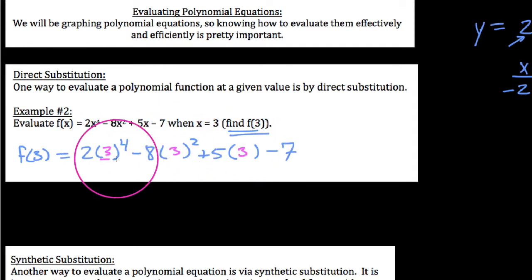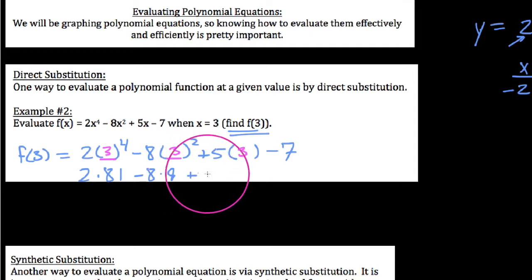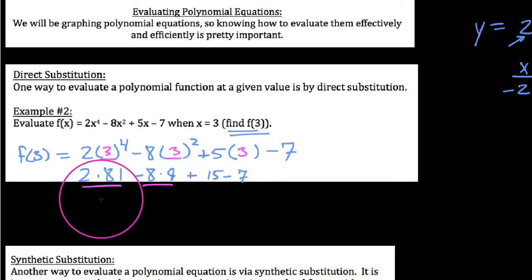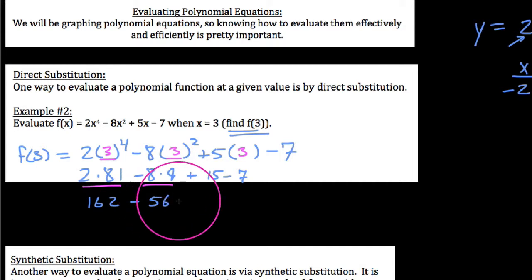So now order of operations says we should do our exponents first. So I get 2 times 3 to the fourth. Well, 3 times 3 is 9, and 9 times 9 is 81. So I get 2 times 81 minus 8 times, now 3 squared is 9, and plus 5 times 3. I'm going to go ahead and do that. I want to say 15 minus 7. So now I need to do my multiplication and division from left to right. We say 2 times 81 is 162. Minus, now we have 56 plus 15 minus 7.